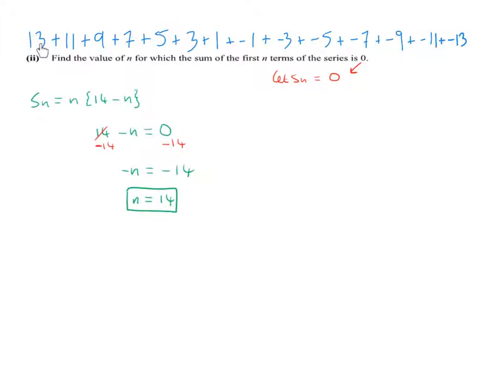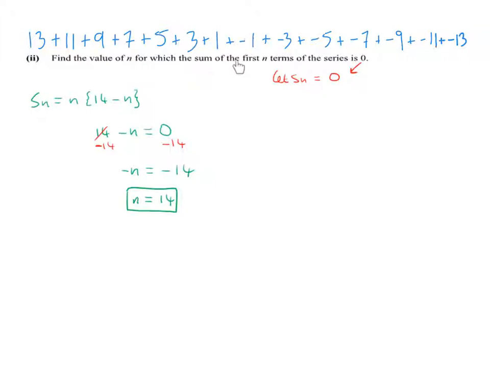So the next term in my sequence was 11, because 13 take away 2 is 11. And then the next term in my sequence is 9, because 11 take away 2 is 9, and so on. So if I have 13 plus the next term, which is 11, plus the next term, which is 9, plus the next term, which is 7, plus the next term, which is 5, plus the next term, which is 3, plus the next term, which is 1, plus the next term, which is -1.